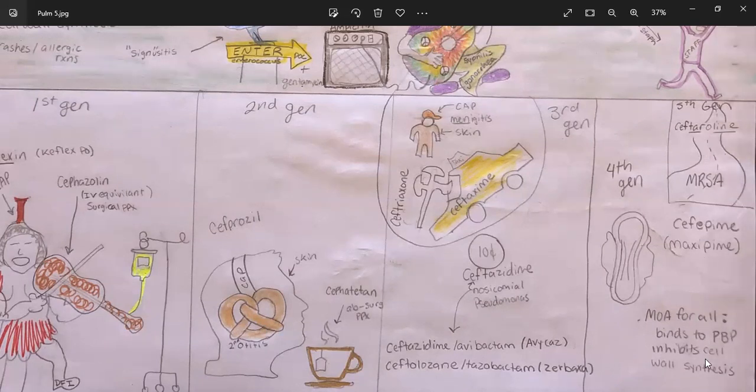And again, I should have mentioned this before, but all of the cephalosporins bind to penicillin-binding protein, inhibit cell wall synthesis, and they have the same adverse effects as penicillin, which are rashes and allergic reactions.